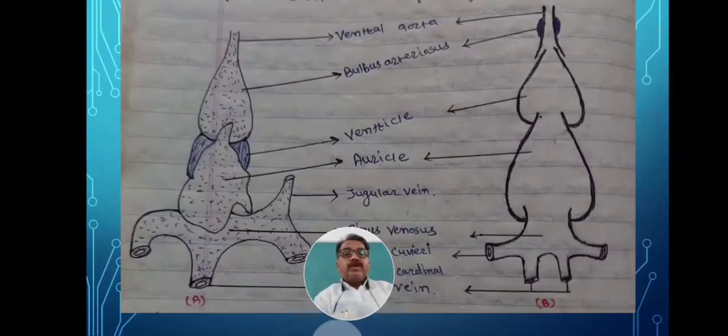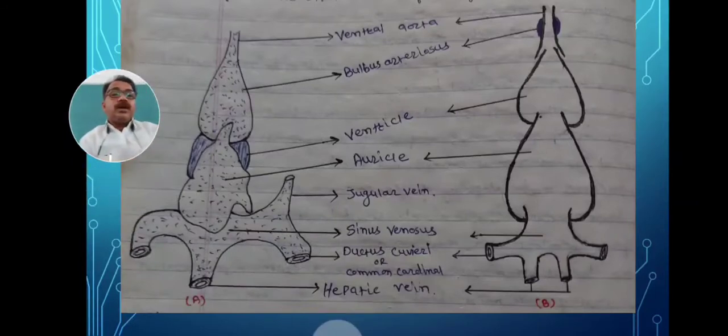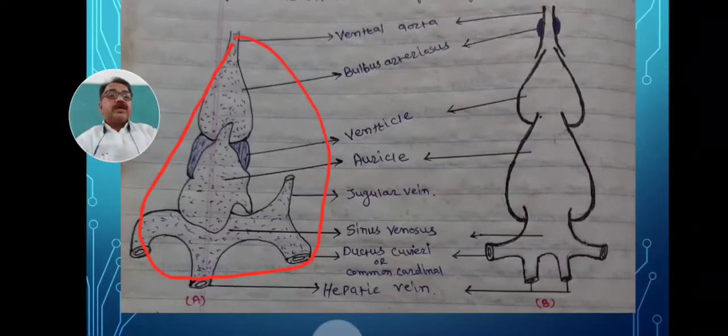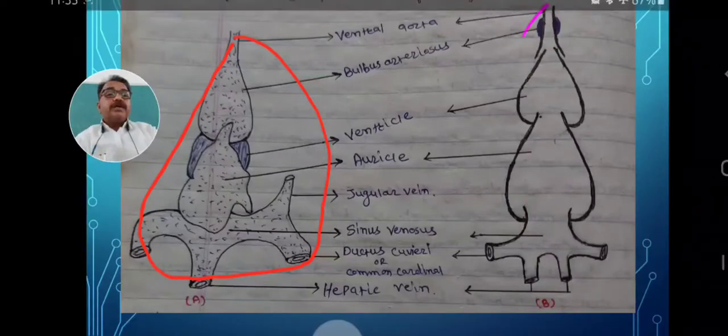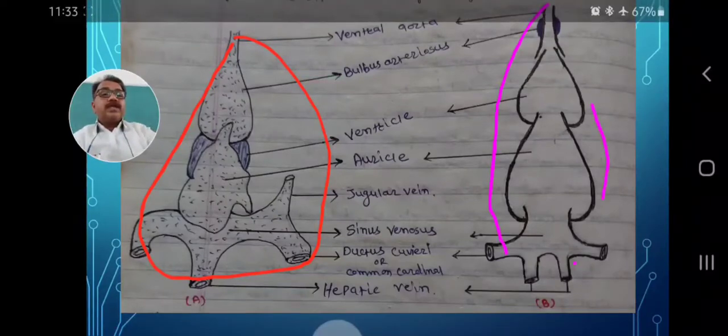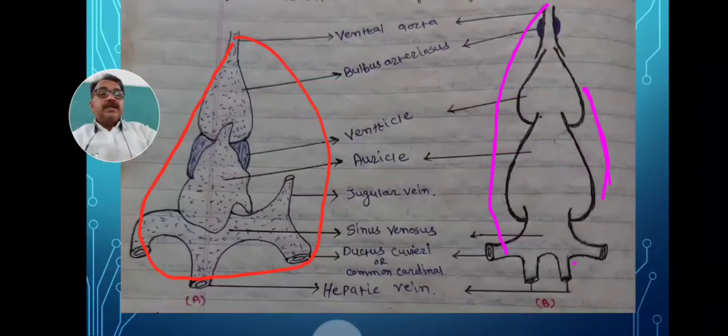See the figure of this heart. This is the generalized first figure. Remember, the first figure is the heart of Wallago, which is to be red color, and the second figure, pink color, is the generalized heart of a bony fish.